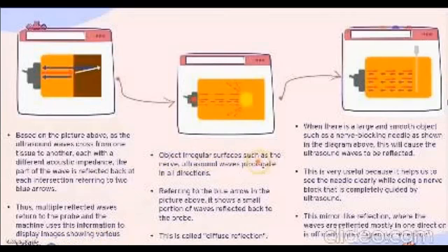With an object with an irregular surface, such as a nerve, the ultrasound wave propagates in all directions, referring to the blue arrows in the picture above. It shows that only a small portion of the wave is reflected back to the probe. This is called diffuse reflection.